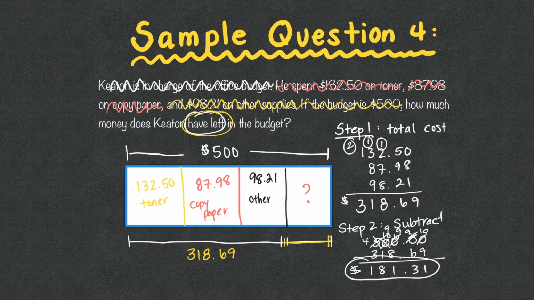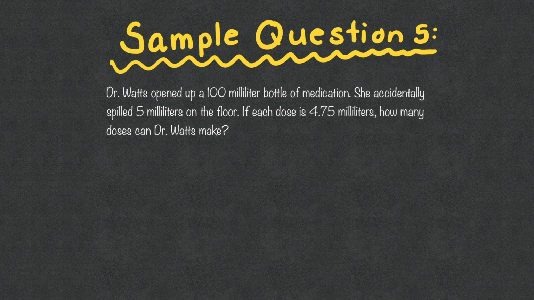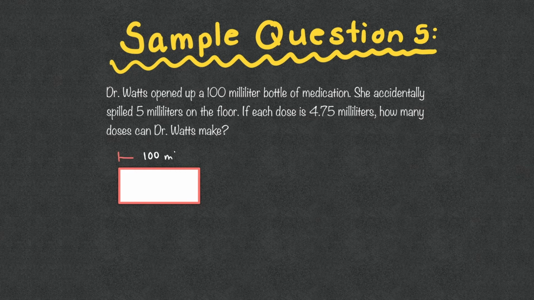So 2 steps here, but if we organize our information, it does become easier to understand what to do. Let's look at sample question number 5. Dr. Watts opened up a 100 milliliter bottle of medication. She accidentally spilled 5 milliliters on the floor. If each dose is 4.75 milliliters, how many doses can Dr. Watts make? Okay, so let's interpret what's happening here. First, we open up a 100 milliliter bottle of medication. So we know that this is the bottle. The bottle has 100 milliliters. Good. That's how we interpret this first part.